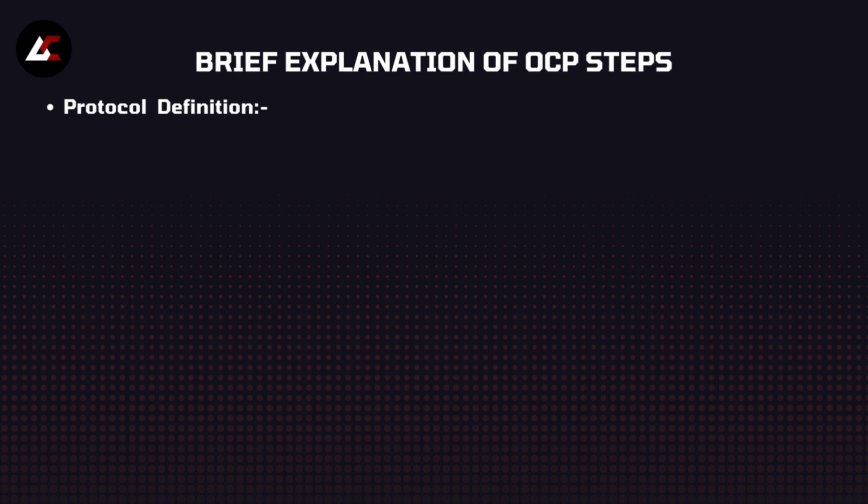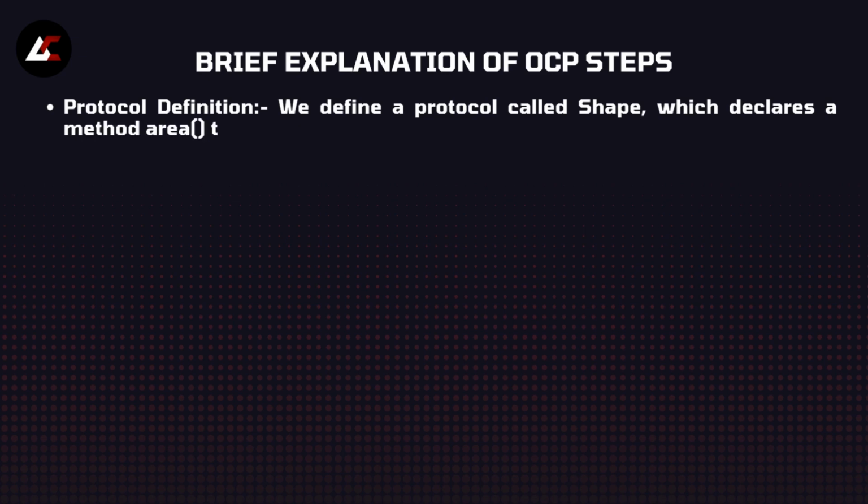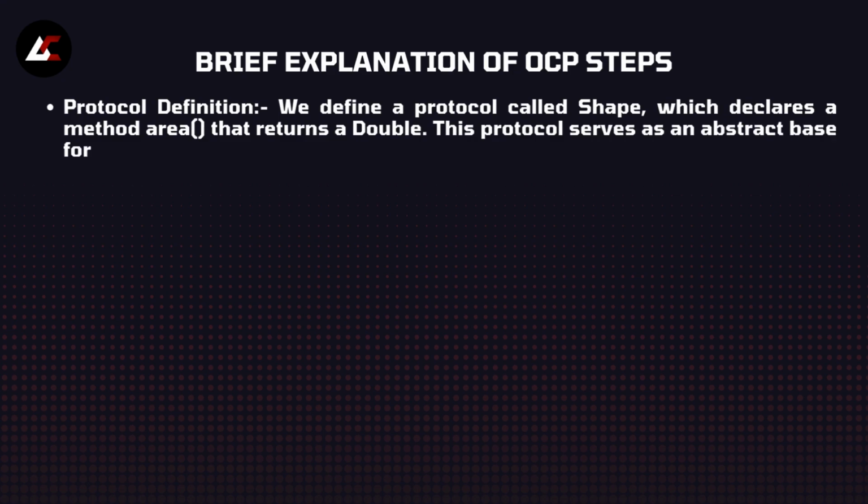Brief explanation of OCP steps. First, protocol definition. We define a protocol called Shape which declares a method named area that returns a Double. This protocol serves as an abstract base for different shapes.